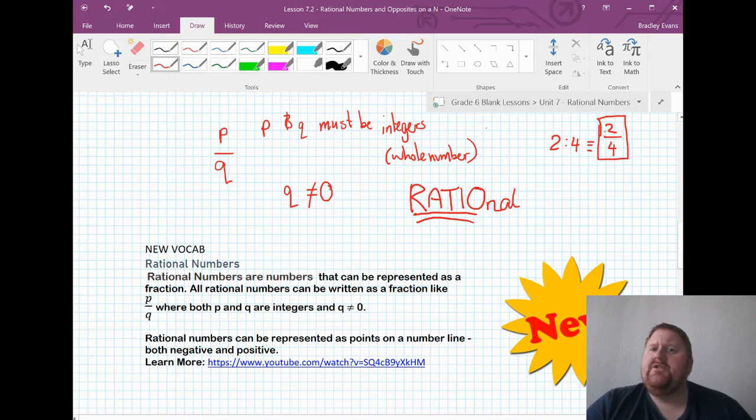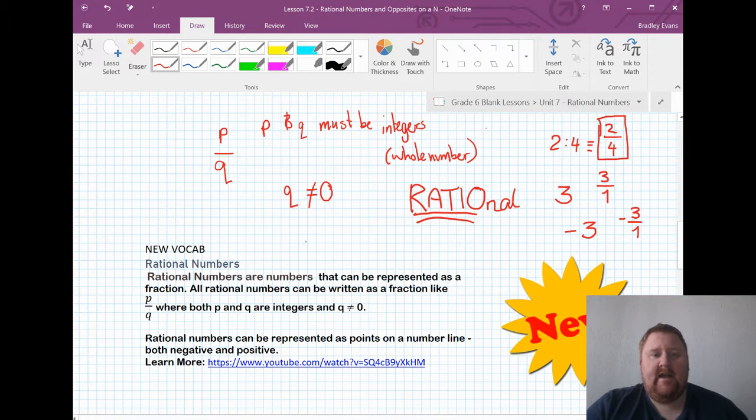So what about an integer then? What about a whole number? Well, if we have a whole number of 3, which is an integer, it's a positive integer, it could be written as 3 over 1. All right, so it is also a rational number. What about a negative number? Well, if we have negative 3, we would have negative 3 over 1. So rational numbers can be both positive and negative.